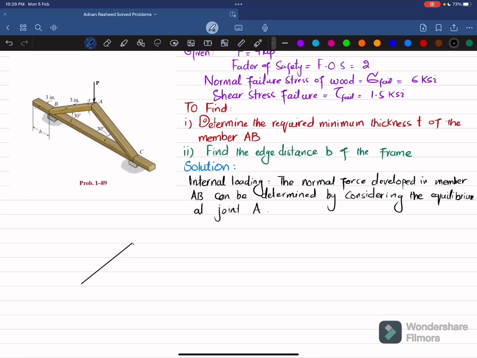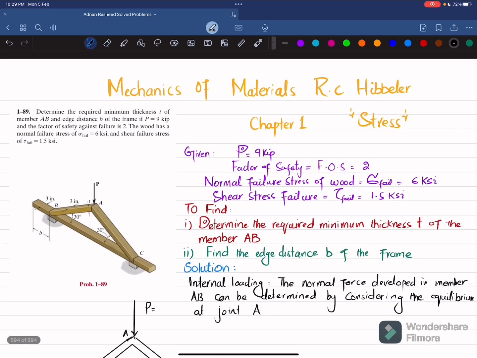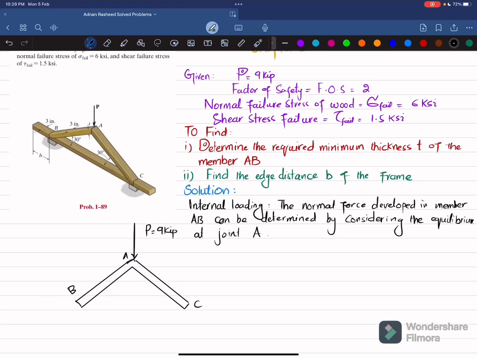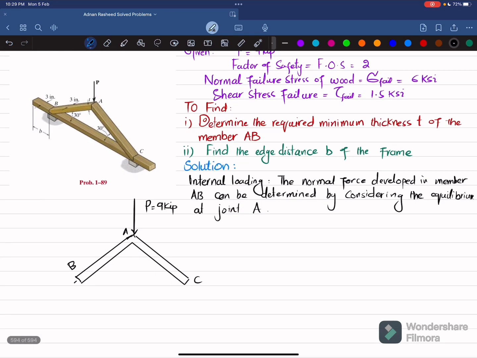Let this be member AB and this is member AC. This is B, this is your point A and this is your point C. At A we have a vertical load of P, which is given as 9 kips. So when you cut section B, you will have a reaction force acting on section AB. Let this force be FAB, and when you cut it, you will have a normal axial force, which will be equal to FAC.